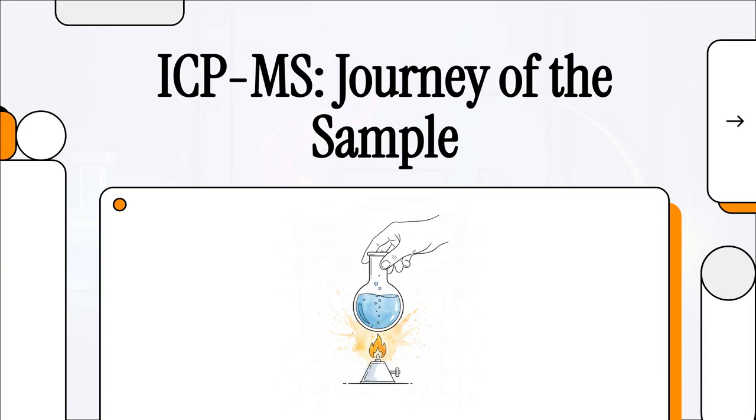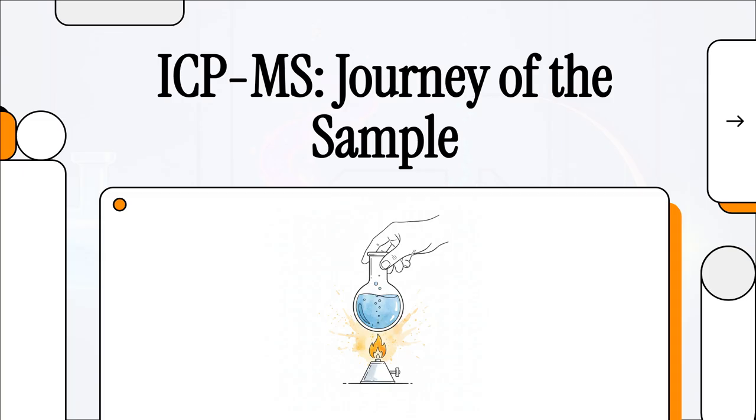Today, we're going to demystify one of the absolute most powerful analytical instruments in modern science, inductively coupled plasma mass spectrometry, or ICP-MS. But instead of just looking at a bunch of abstract diagrams, we're going to take a journey. We're going to shrink ourselves down and follow the epic, chaotic, and totally fascinating lifespan of a single sample droplet as it travels from a standard laboratory vial straight through a blazing argon fire and into a high-vacuum sorting chamber.